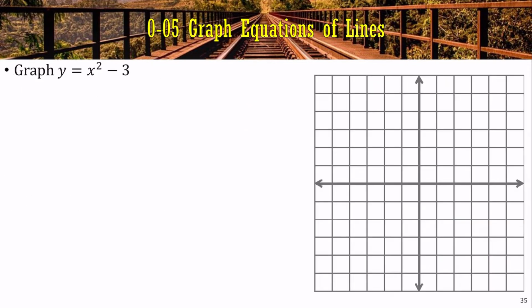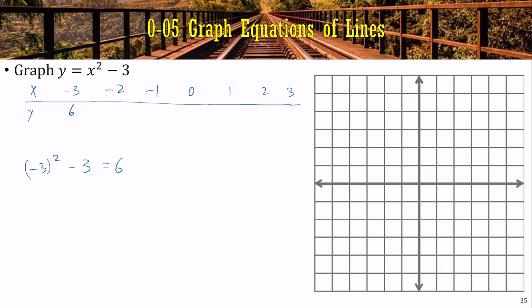So let's graph y equals x squared minus 3. So let's make a table. Now let's choose things like -3, -2, -1, 0, 1, 2, and 3. So we could take our first number, plug it in, so it's x squared minus 3, that's 9 minus 3, which is 6. And then we could plug in our next number, squared minus 3, that's 4 minus 3 is 1. That could get old really quick.